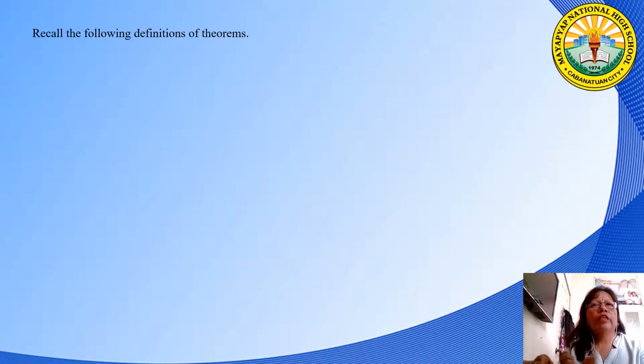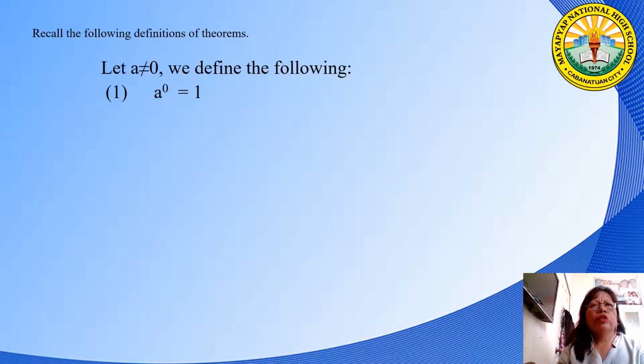To start with our lesson in solving exponential equations and inequalities, let us first recall the following definitions and theorems. Let a not equal to 0. We define that a raised to 0 is equal to 1, or any variable or number raised to 0 is equivalent to 1. Also, a raised to negative n equals 1 over a raised to n. To simplify, your negative exponent becomes the denominator and then the exponent becomes positive.